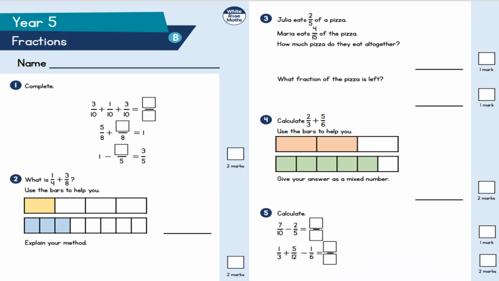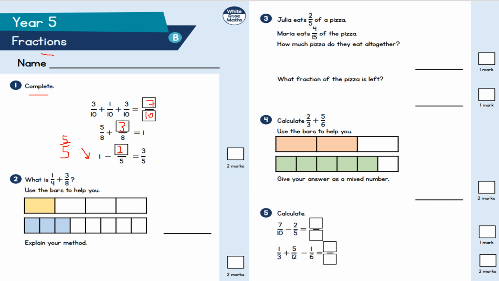Okay, we are now looking at Year 5 fractions. Complete the following sum: 3/10 plus 1/10 plus 3/10. 3 plus 1 is 4, plus 3 goes to 7. So the answer is just 7/10. For the next part, 5/8 plus 3/8 equals 8/8, which is equal to 1. For the next one, think of 1 here as 5/5. So 5/5 take away something equals 3/5. That'll be 2/5.